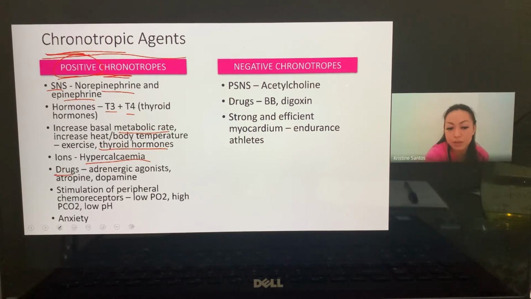We have drugs as well, like adrenergic agonists, catecholamines like epinephrine, norepinephrine, atropine, dopamine. All of these drugs can increase your heart rate.